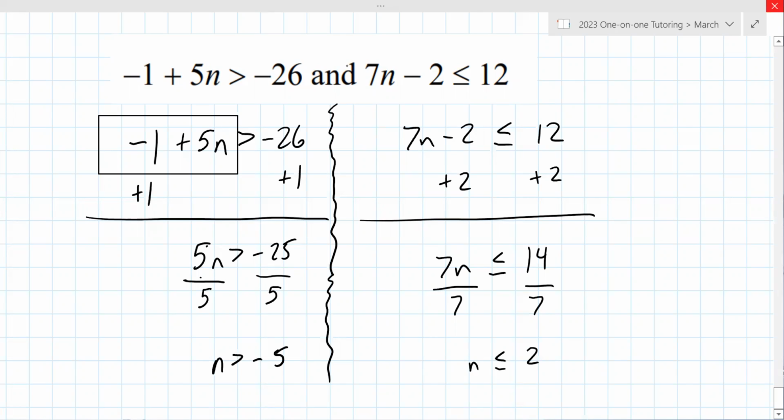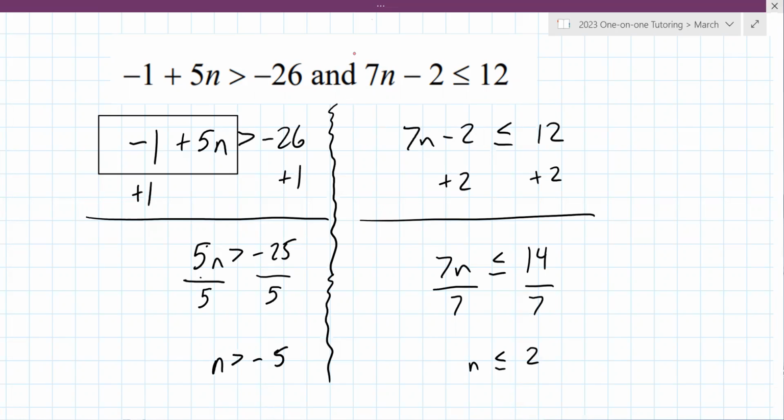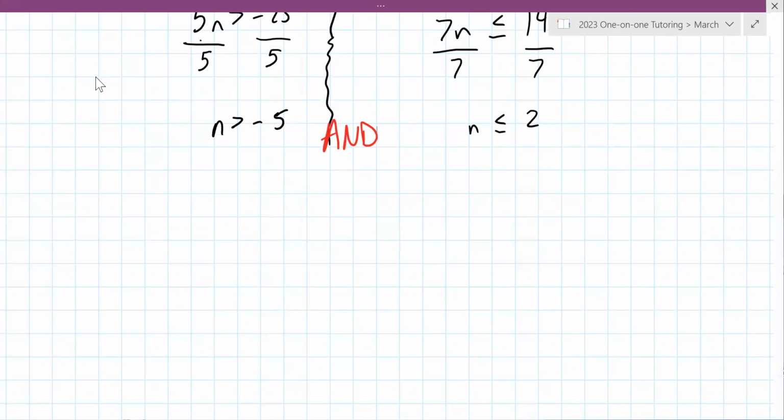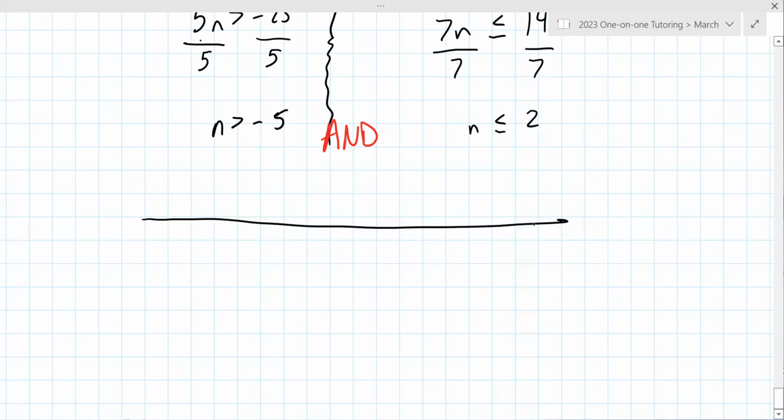Now, very important here, this keyword that we had from the beginning, you have to write it down here at the end of the problem. So n has to be greater than -5 and n is less than or equal to 2. Sometimes it's better to just do this graphically. Here's -5 and here's 2. So n greater than -5 means going to the right forever. Do you agree with that? N greater than -5: all the numbers bigger than -5.